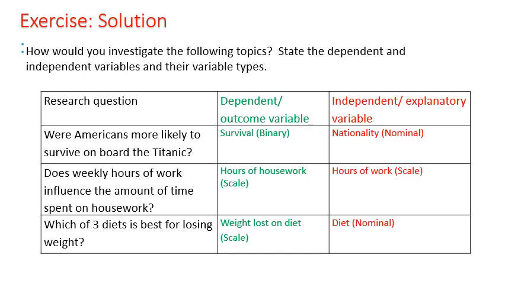Does weekly hours of work influence the amount of time spent on housework? So your dependent is the hours of housework, and the independent, these are the hours of work. So that is also a scale. And which of the three diets is best for losing weight? So the dependent is the weight lost on diet. So that is a scale. While the independent variable is the diets. The diets 1, 2, 3, and that is nominal.